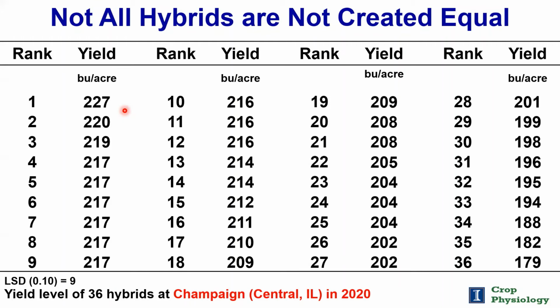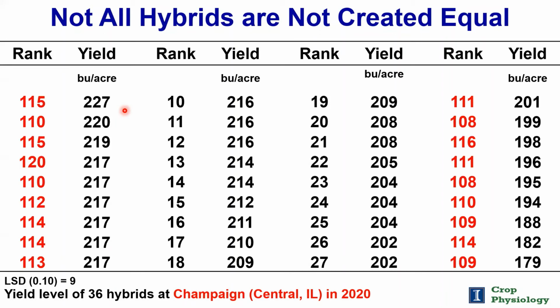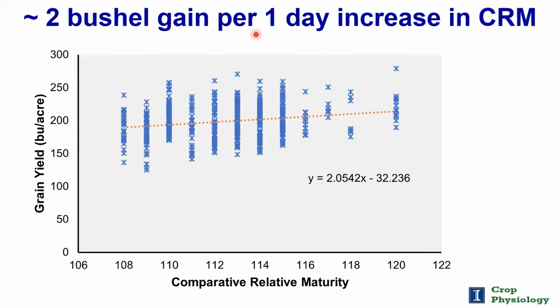There's no certain companies that are better than others, but one trend that we have seen in our data is that these higher yielding hybrids tend to have a little bit longer relative maturity than these lower yielding hybrids. So some of these hybrids, 114, 115, 120 days, is far beyond what most growers will be planting here in Illinois, especially northern Illinois, and as you move up to your guys' region. But what we've seen on average is about a 2 bushel gain per 1 day increase in comparative relative maturity. So again, I think it has something to do with utilizing the full growing season. It's just a hunch of mine.